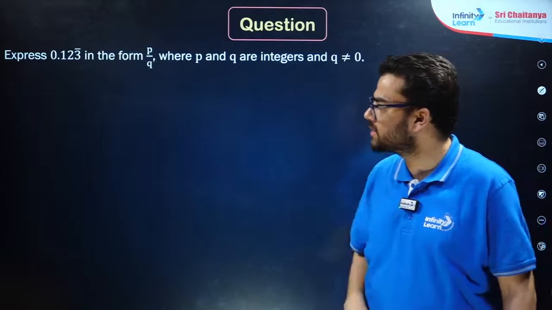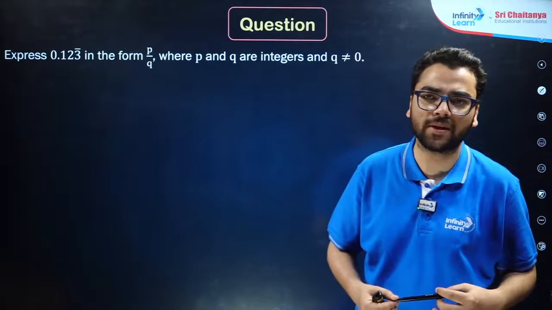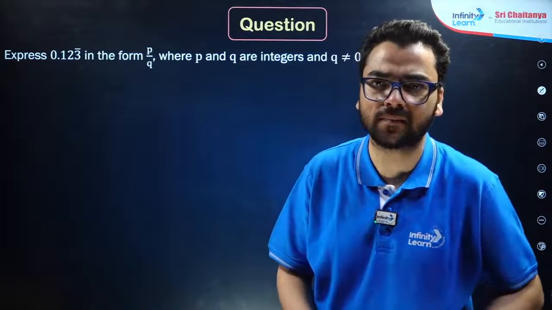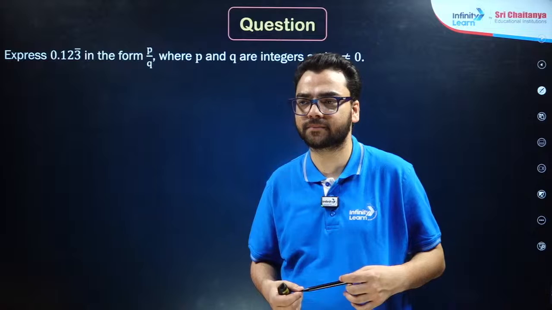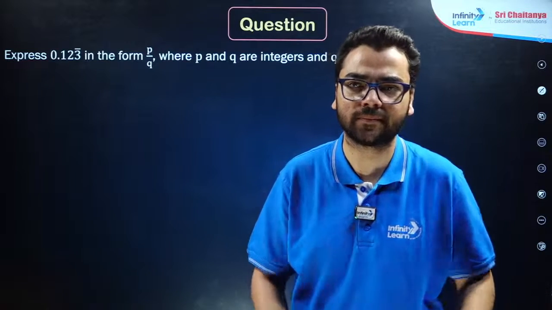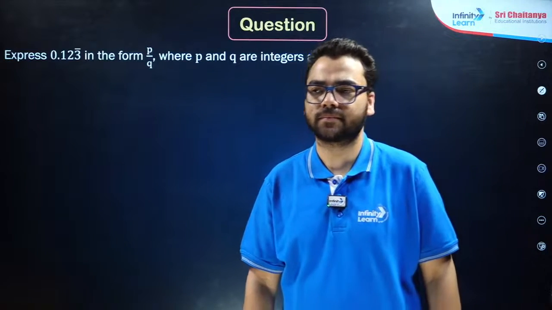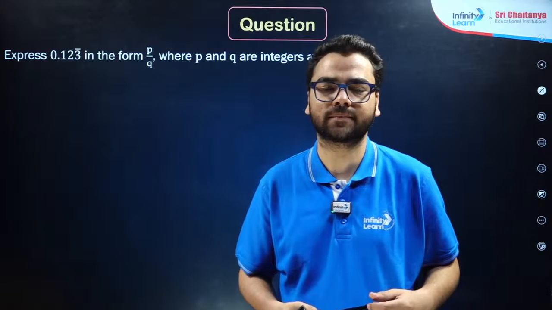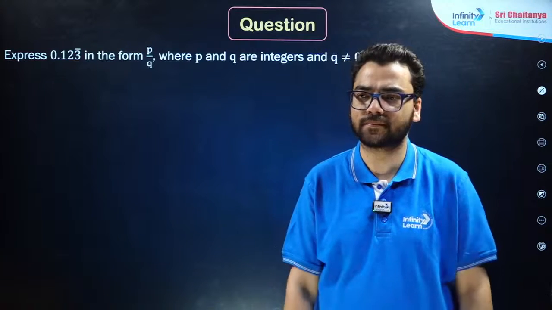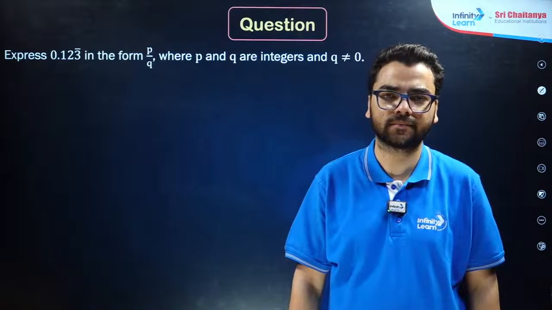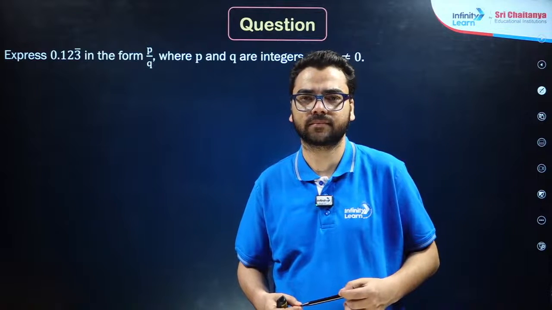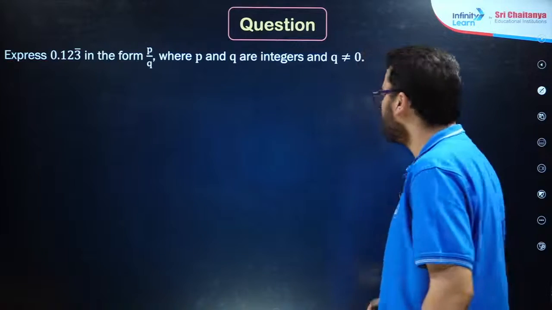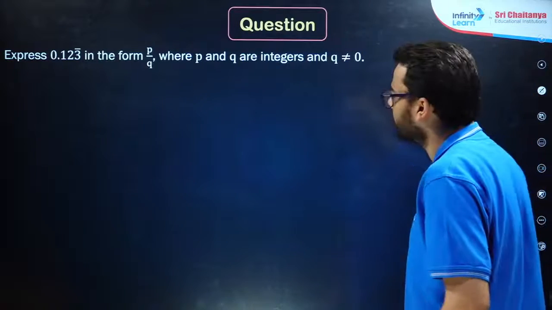Okay, now you have got this question, you have to show it in the form of P by Q once again. Try doing this one. After this, we'll be talking about irrational numbers. Just convert it in the form of P by Q, where P and Q are integers and Q is not equal to 0.